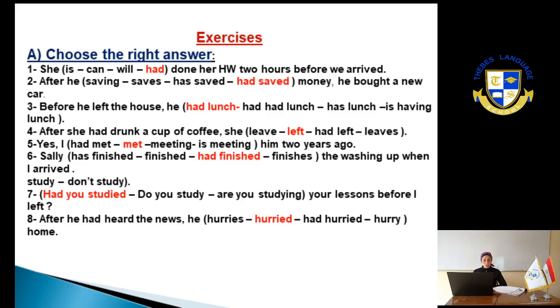Sally has finished, finished, had finished, or finished the washing up when I arrived. So it ends at a specific time in the past, and also there's an action which started and finished before the other one. So the right answer should be in the past perfect tense: Sally had finished the washing up when I arrived.